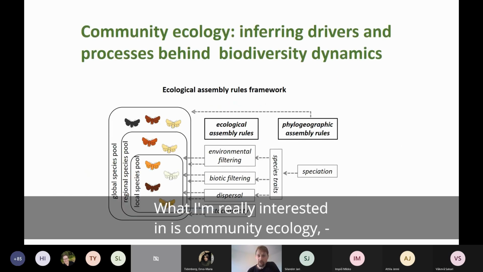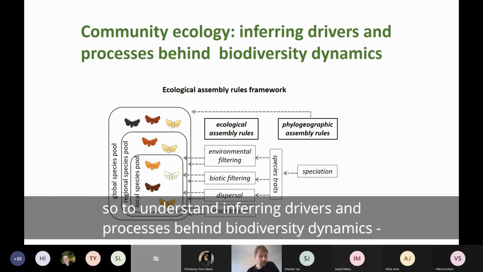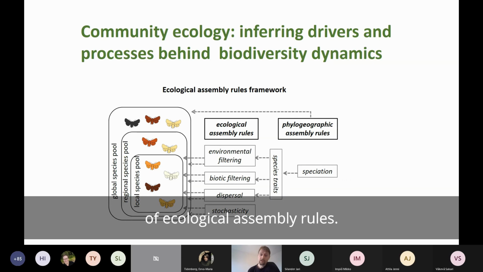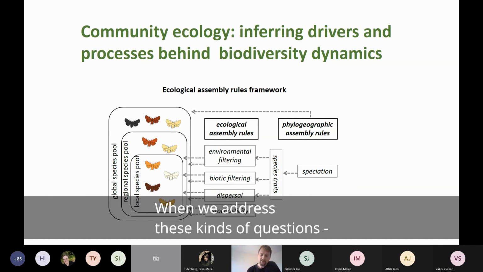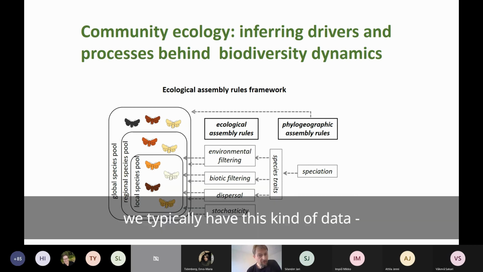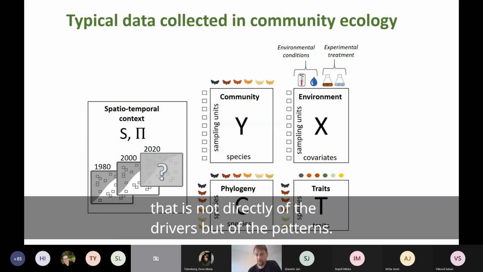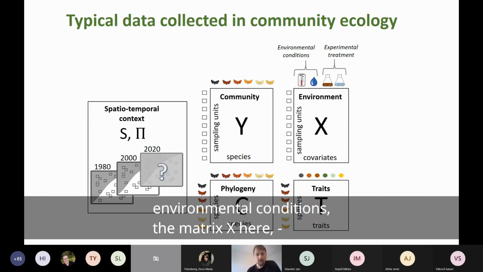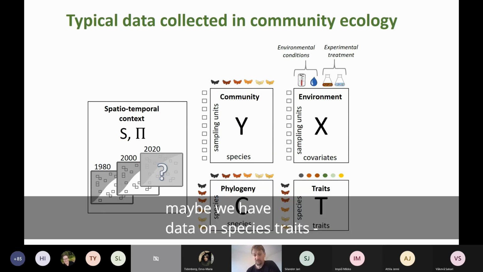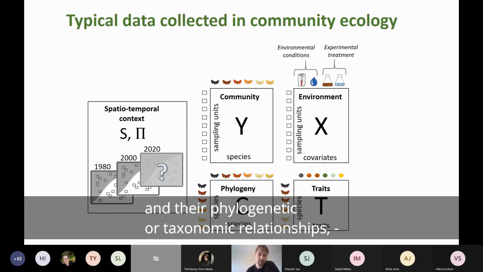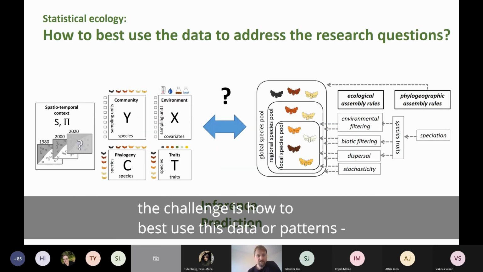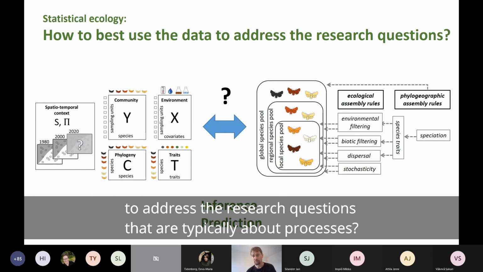So what I'm really interested in is community ecology: to understand and infer the drivers and processes behind biodiversity dynamics, for example, against this conceptual framework of ecological assembly rules. And when we address these kinds of questions in community ecology, trying to find the drivers, we typically have data that are not directly on the drivers, but on the patterns. So we have data on the species communities, the matrix Y here, environmental conditions, the matrix X here. Maybe we have data on species traits and their phylogenetic or taxonomic relationships in some spatiotemporal context. And now in my field, which is really statistical ecology, the challenge is how to best use these kinds of data on patterns to address the research questions that are typically about the processes.